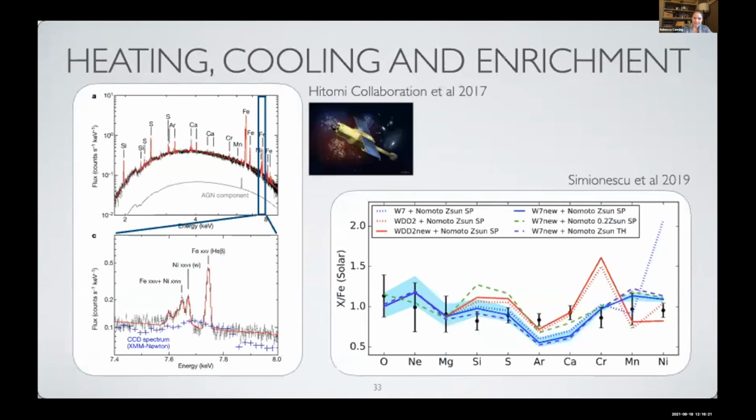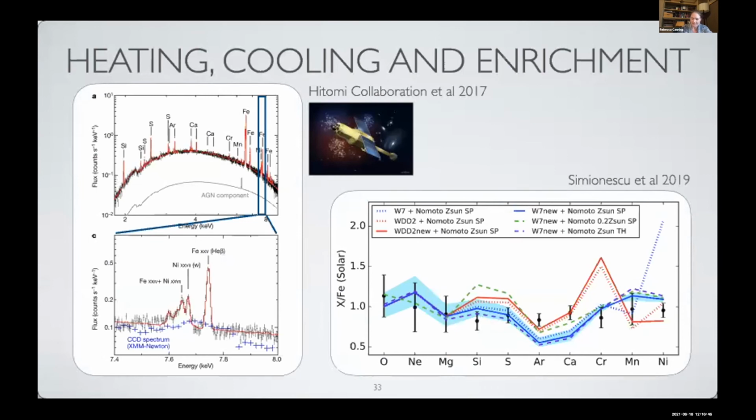So sadly, we haven't improved our knowledge quite as rapidly since the first GCF 2017 meeting as we'd hoped, and that's just because of the sad demise of the Hitomi satellite, which would really have been very influential in this field. However, in the brief time it was up there, it did get some excellent data, and you can see that excellent data on the left-hand side here.